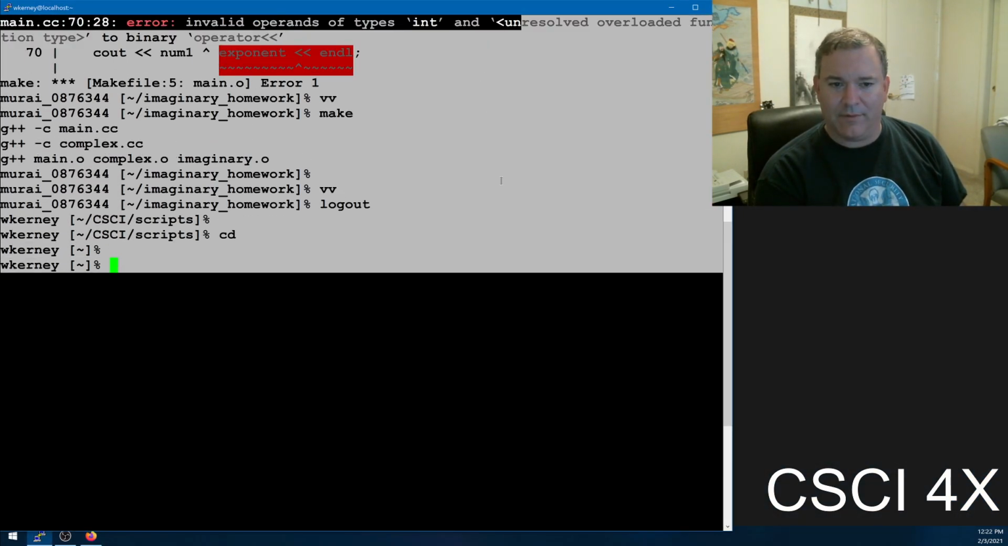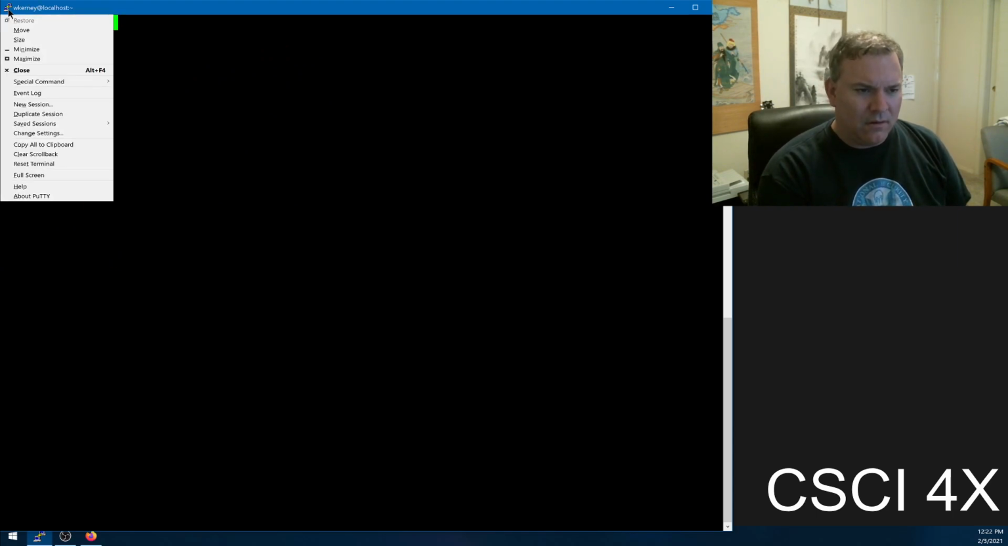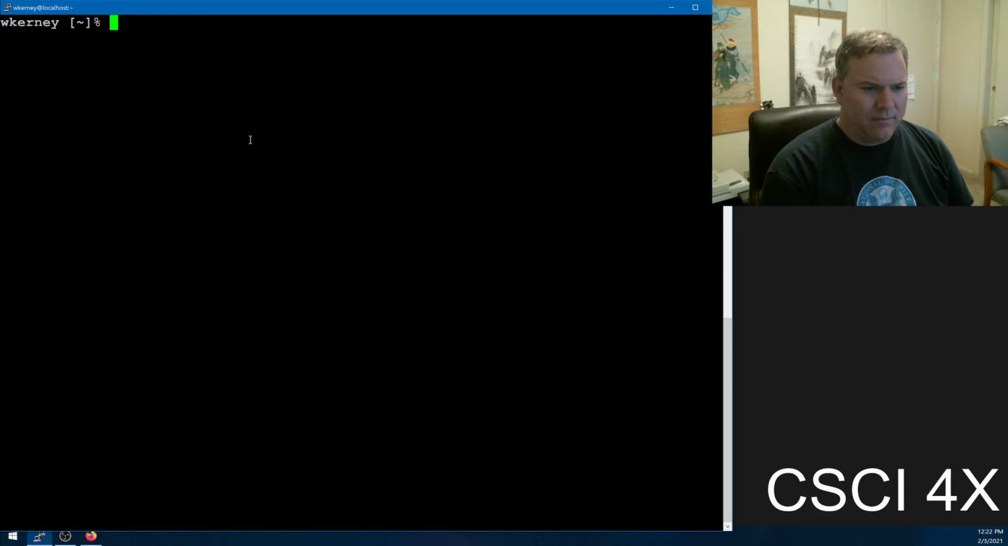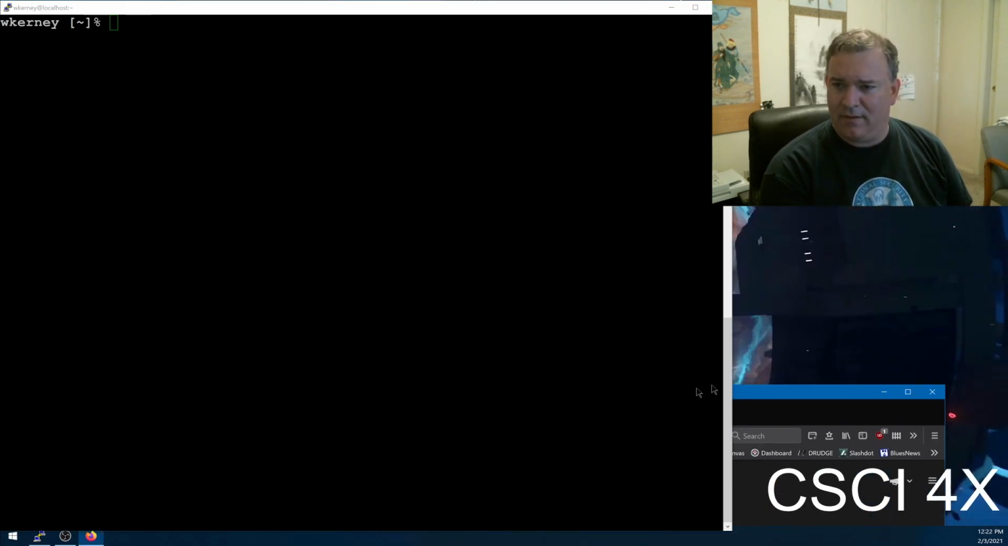Is PuTTY floating on top? Is that why it's covering up everything? Why is PuTTY floating on top? How is PuTTY floating on top? This doesn't even make sense. Weird, I can't bring my browser in front of PuTTY. What the hell is going on here?